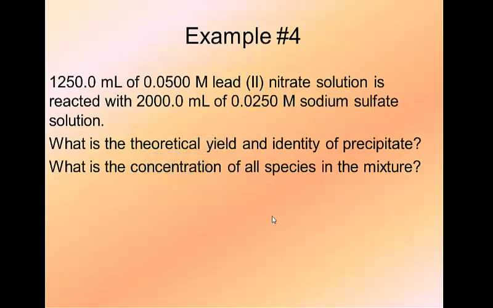I am going to do this in millimoles. And just so you remember again, the number of millimoles will be calculated by taking the molarity and multiplying it by the volume in milliliters. First thing I'm going to do is write the correct formula of my 2 reactants. It said lead(II) nitrate is reacted with sodium sulfate. Lead is a transition metal, so the Roman numeral tells you what charge is on the transition metal.